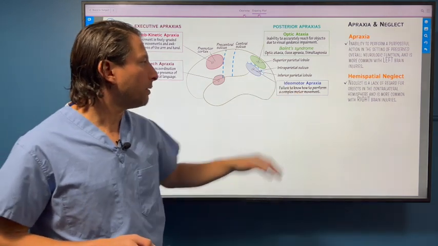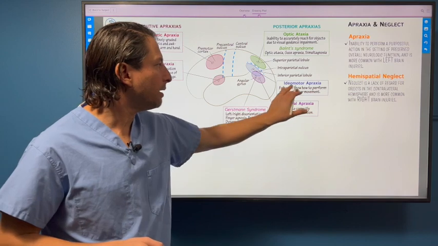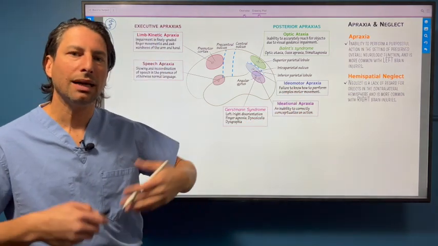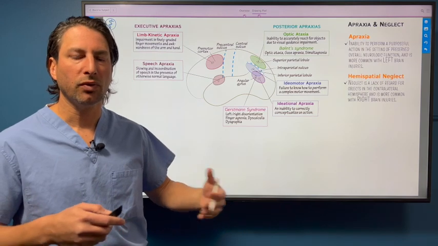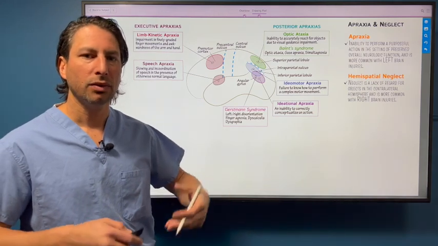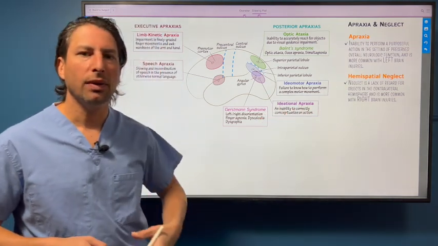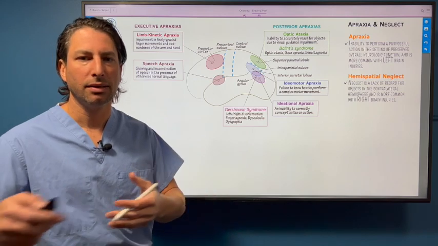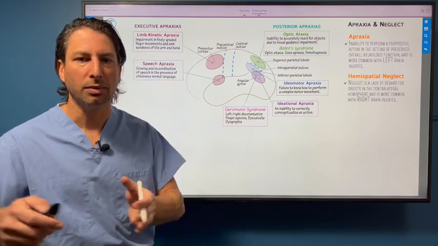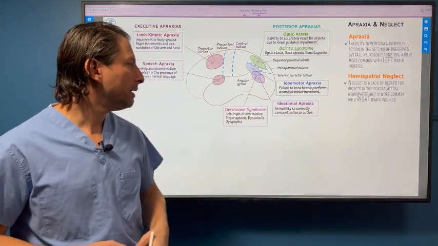In the inferior parietal lobule, we have ideomotor and then ideational. And the way to think of ideomotor is you tell someone the command you want them to perform, but they're unable to perform it. So they're unable to respond to a verbal command. Ideational, think of you ask them to show you the steps of mailing a letter, a complex task, something that requires multiple different steps, and they're unable to conceptualize how to do that.